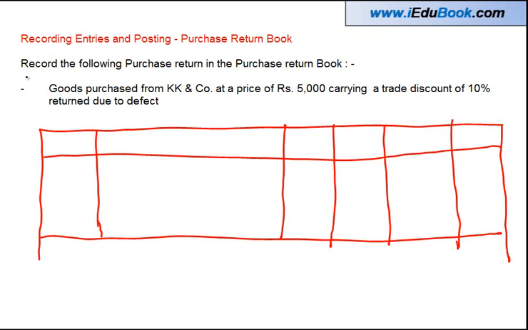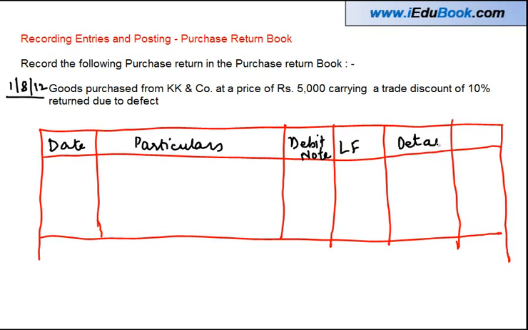Okay, let me just add some more details around this. Let's say this is a transaction on 1st August 2012. Right. So a purchase return book will have a date column, a particulars column, a debit note number, right? The ledger folio, the details, and the amount column. So what is the date on which the purchase return happened? It happened on the 1st of August 2012. The date which comes is the date of the purchase return and not the date of the purchase, right?